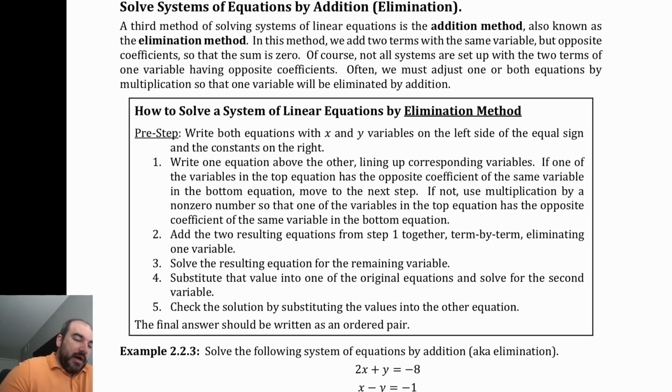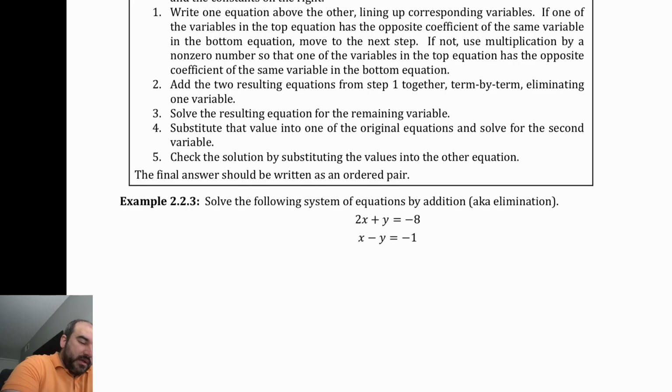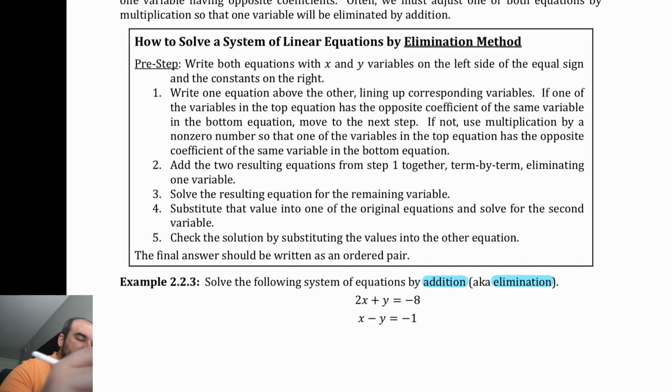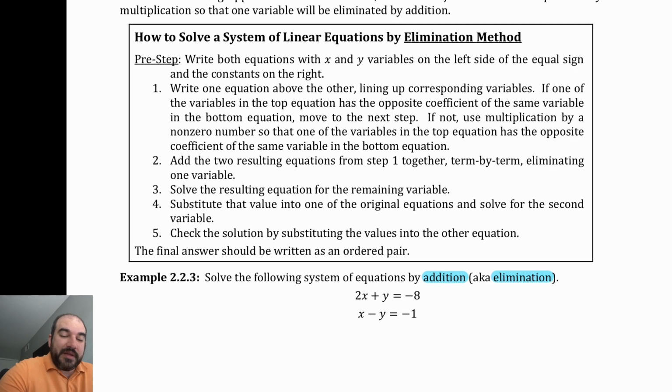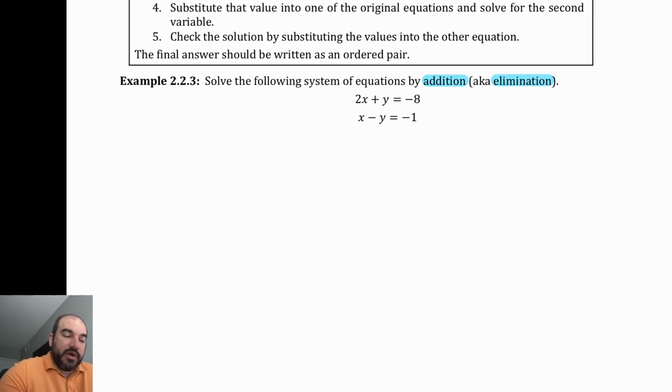So let's talk about the elimination method, which is also called the addition method in some places. I think the homework calls it the addition method, for example. It's called elimination because we're eliminating something. It's called addition because we're going to add the whole equations together in order to eliminate something.